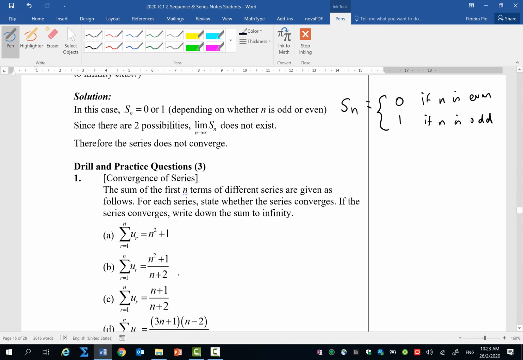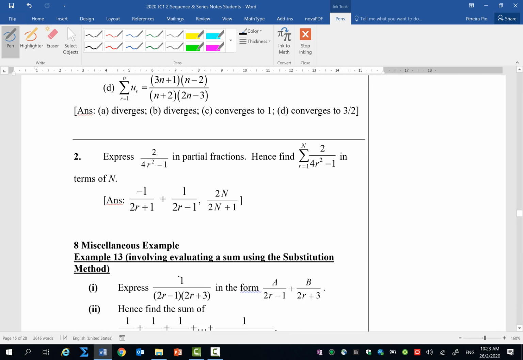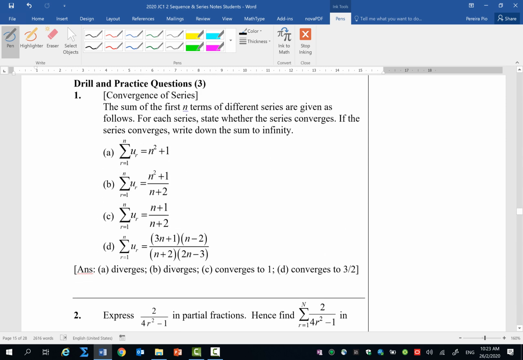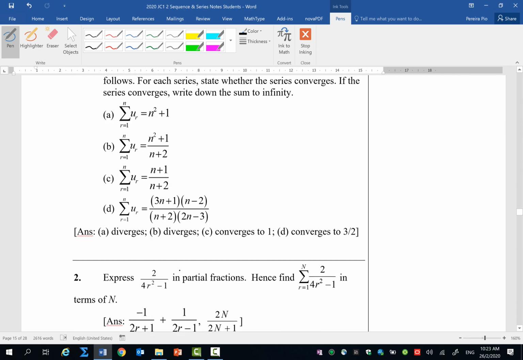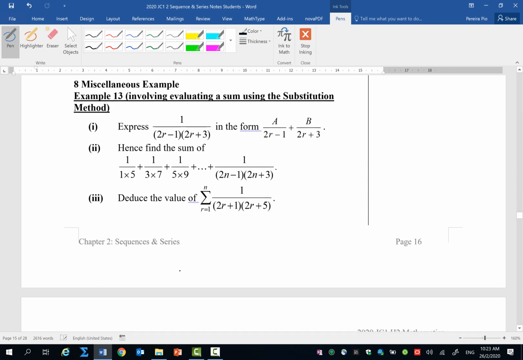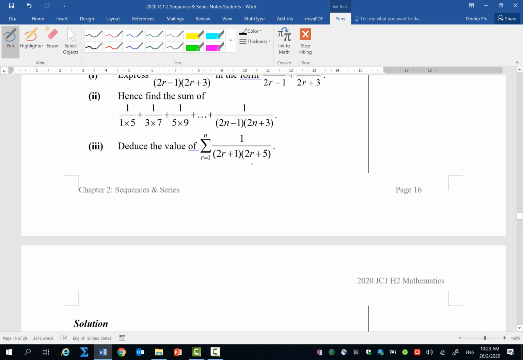If I have time, I will go through this question, which I might have today. But let's move on. I think I've already done my part for this portion. Let's move on to the miscellaneous examples, but it's not really miscellaneous. Example 13 involves evaluating a sum using the substitution method. Example 13 is a very, very important example. I always test it in exams. You do not know whether it's going to be tested in the common test, MSA, or final exams. My favorite. I'm telling you already, don't say I never say.